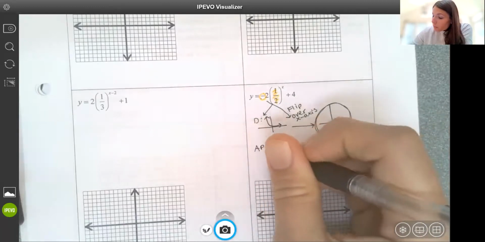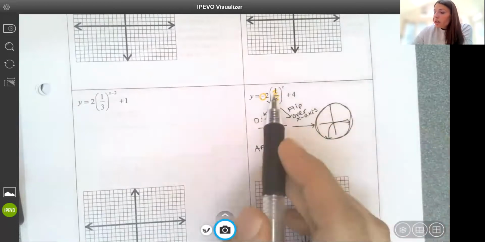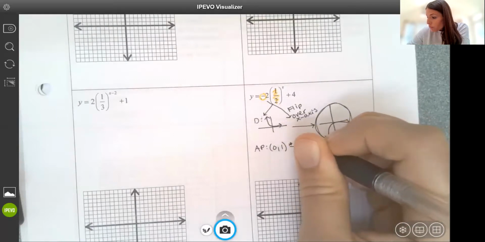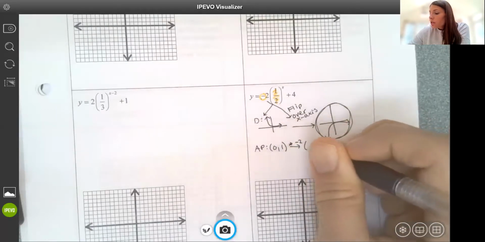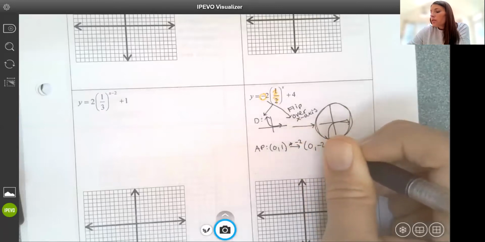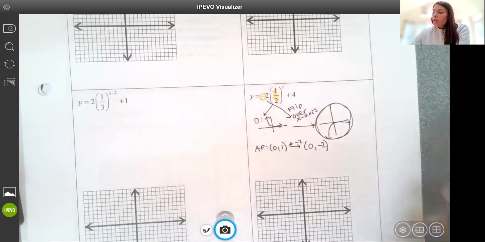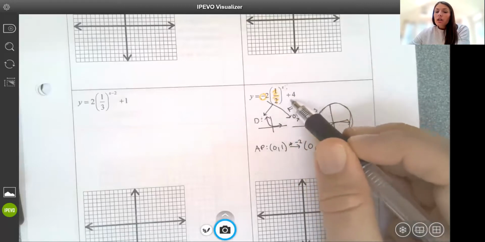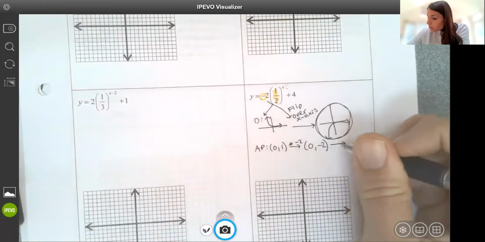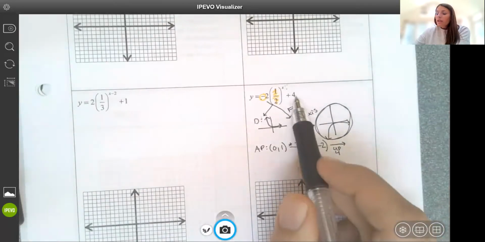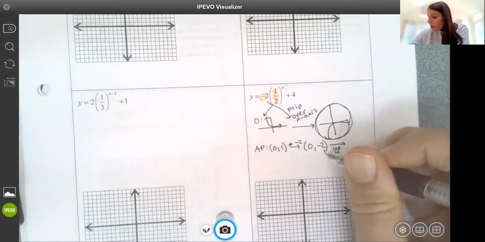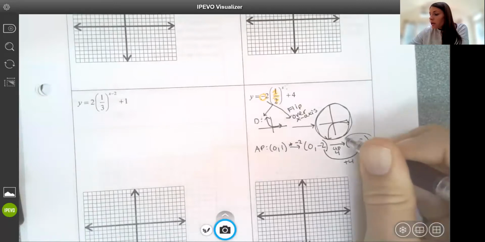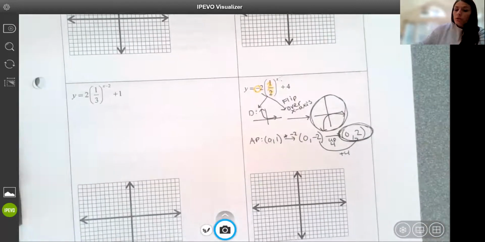Now let's do anchor point. So starting at 0, 1, starting all the way to the left here, I have -2, which means I'm going to be multiplying by -2. 0 times -2 is 0. 1 times -2 is -2. Then I go, okay, there's no left-right shift. There's nothing happening here, but I do move up 4. And that change is to the y value. I'll add 4, bringing me to here, 0, 2.